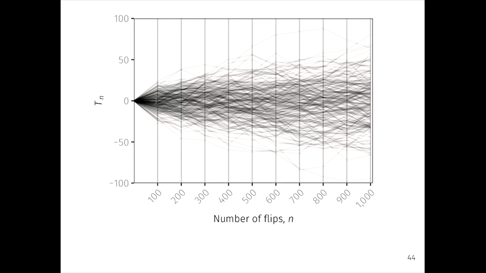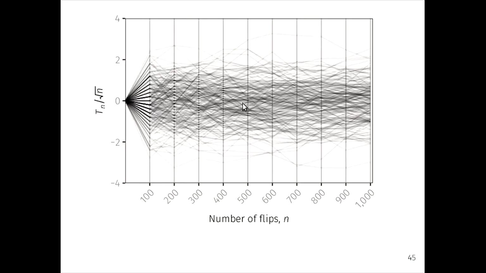And let's look at a picture to illustrate it. So here I've simulated these paths of these Tn statistics after 100 flips, 200 flips, and so on. And this is just the number of heads minus the number of tails. And you can see it spreading out over time because the variance is growing. The standard deviation is growing like square root of n. And so it's way more spread out over here than it is over here. But if instead I look at Tn divided by the square root of n, then I standardize them. Now it's not spreading out anymore. They're just all on the same scale.